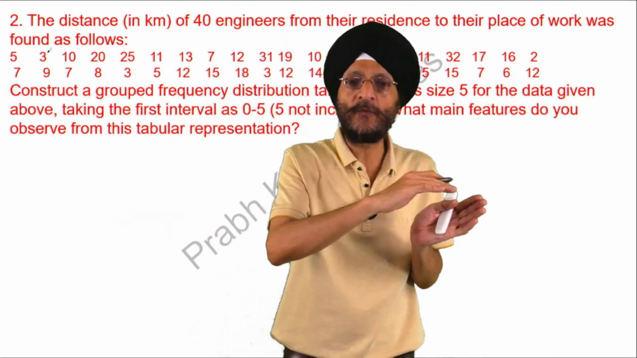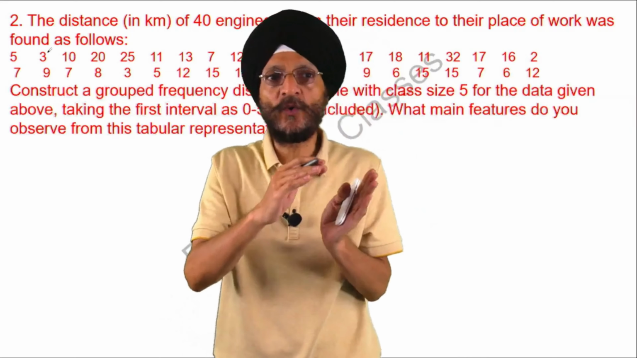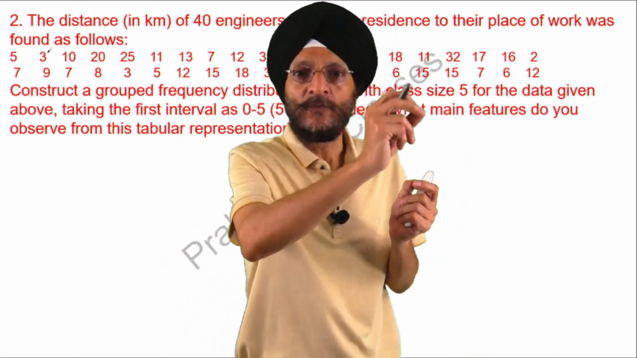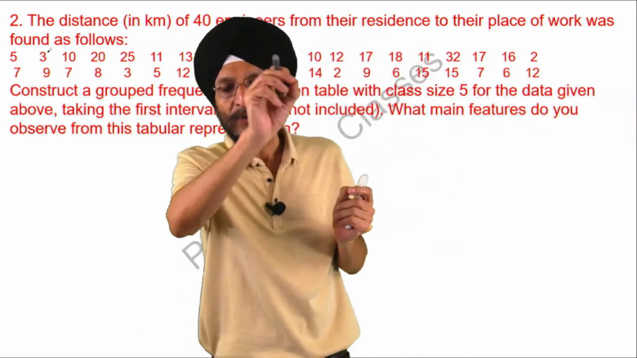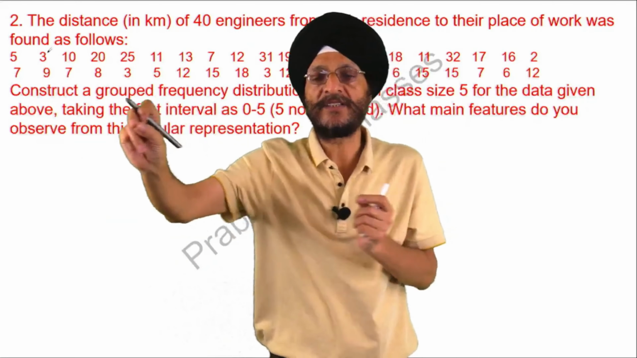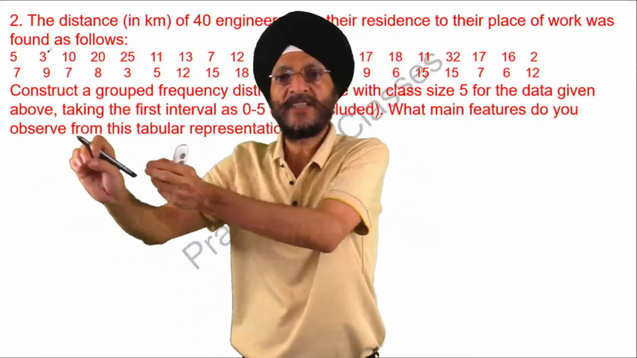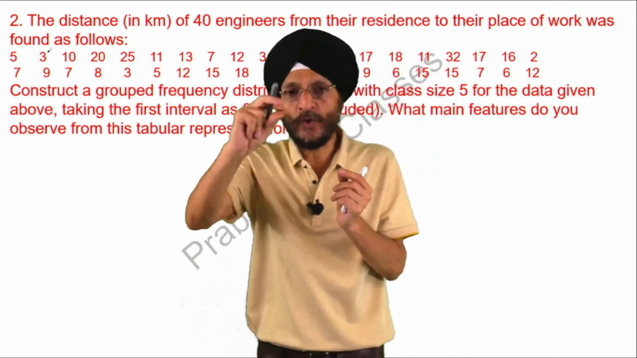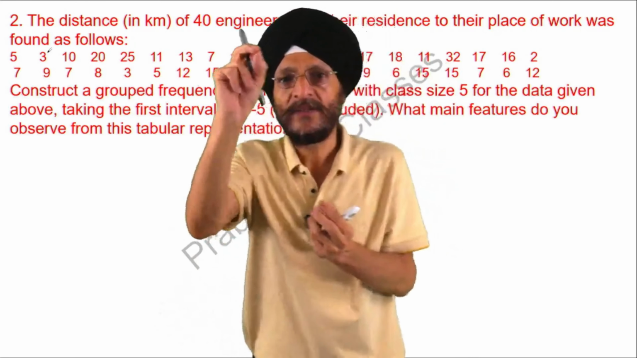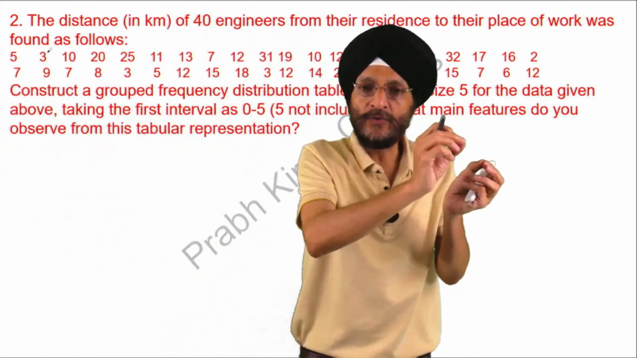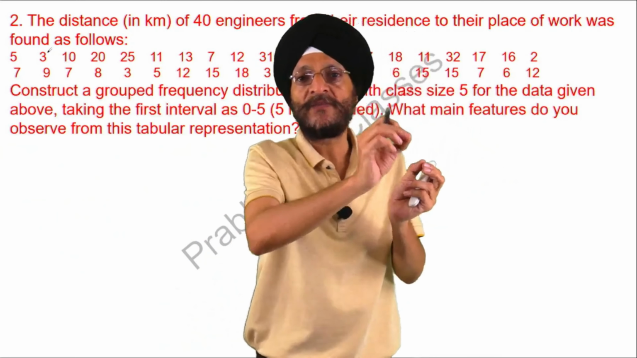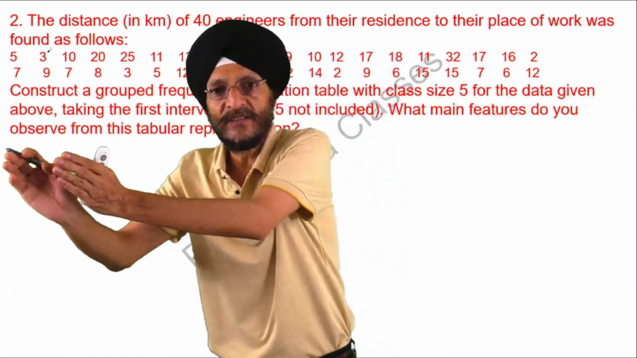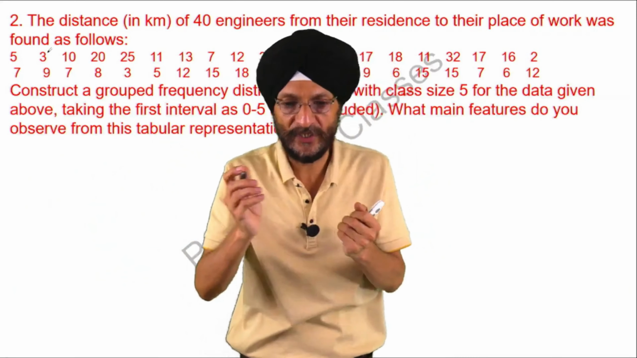And now, on the basis of this distance which has been given, we are to construct a grouped frequency distribution table. That is, we will not write that A is covering the distance of 5 km, B is covering the distance of 6, C is covering the distance of 10. No, we will form the grouped frequency distribution table. That is, we will form the groups, say from 0 to 5 km, the number of engineers is this. The number of engineers who have to travel 5 to 10 kilometers, the number is this. From 10 to 15 kilometers, the number of engineers is this.